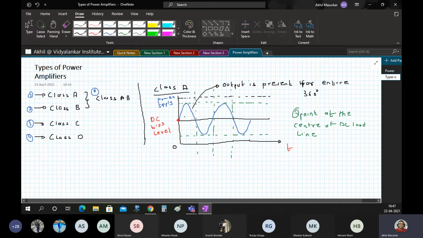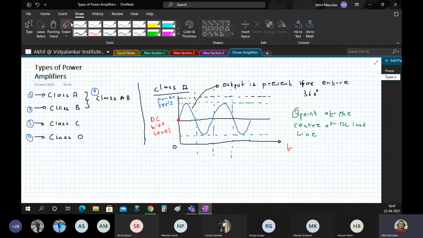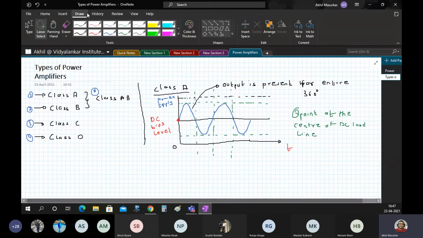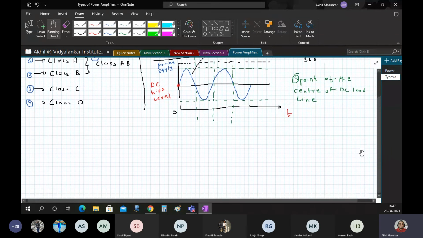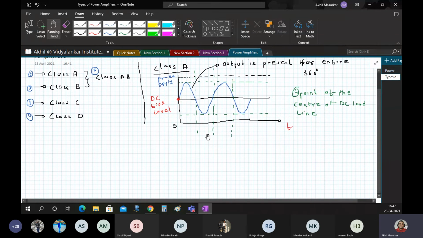So naturally class B is something similar. Class B means now we are operating only over a half cycle of the signal. We are operating the amplifier not for the complete 360 degrees, but only for half the time. Half the time means here my output is going to be this way. So this is my 0.